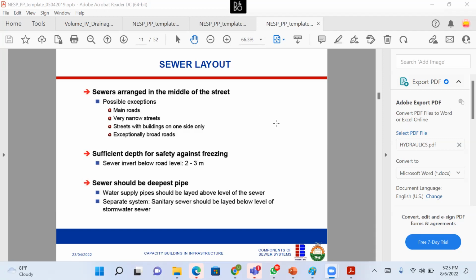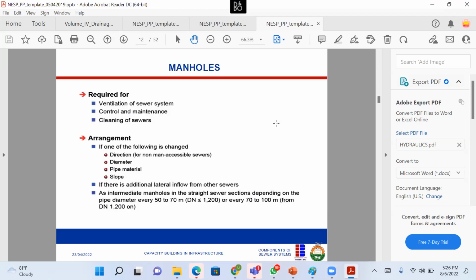Okay, so there are different ways you can arrange the sewer. You can arrange them in the main road, in narrow streets, or with buildings on one side, and so on and so forth. I think if you read this, you can understand it. You should not allow your sewer invert level to go below 2 to 3 meters. However, you also have to safeguard it against freezing. So the water supply pipe should be laid above the level of the sewer. These are just safety measures that one needs to take.